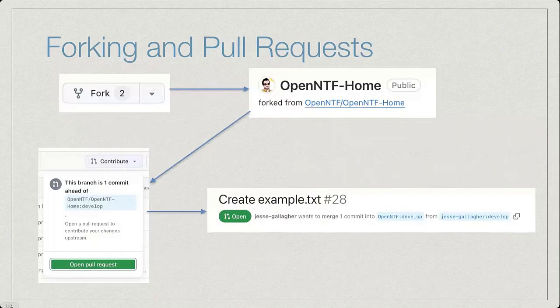So, forking and pull requests. I'm going to mention this one specifically because this is kind of the bread and butter of how you work with GitHub, but it's also very, very intimidating at first. But I want to boil it down a little bit. So you go to a repository. Here I went to the OpenNTF homepage repository, and I clicked the fork button, and you get a nice little screen that says fork it where, and you can have it in your own name or an organization. And then you have your own copy of this repository.